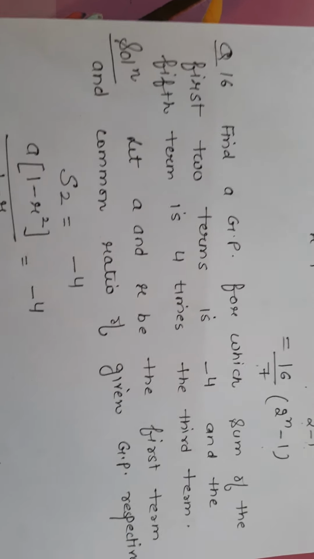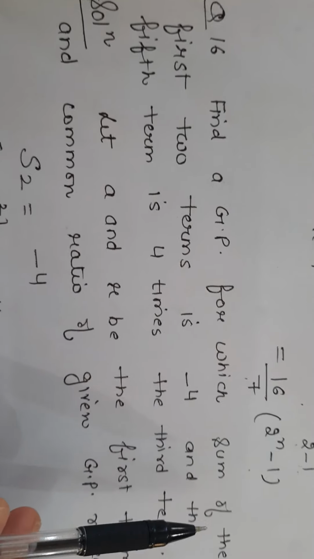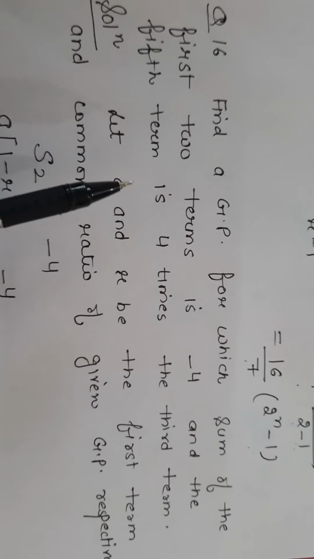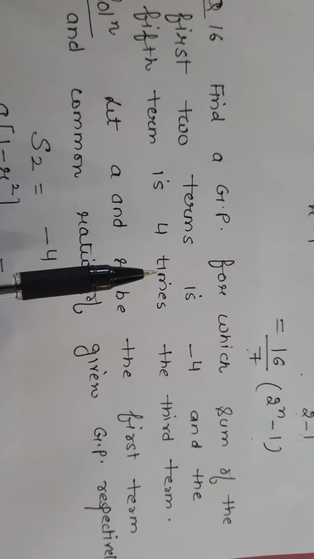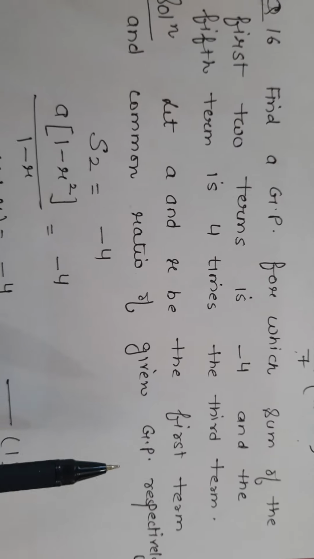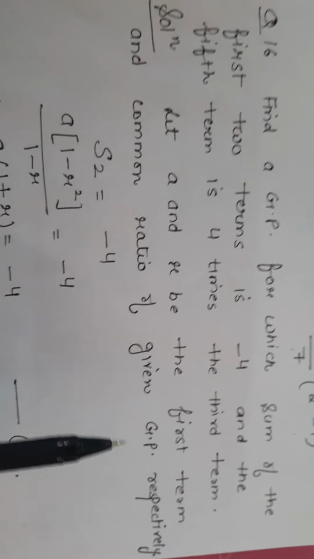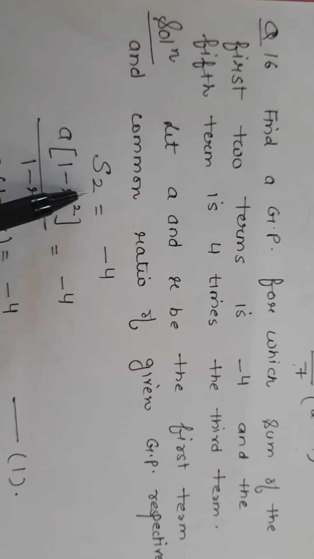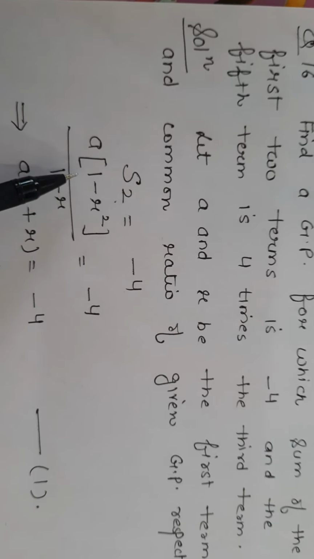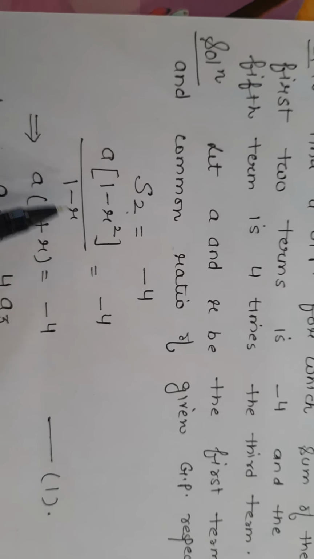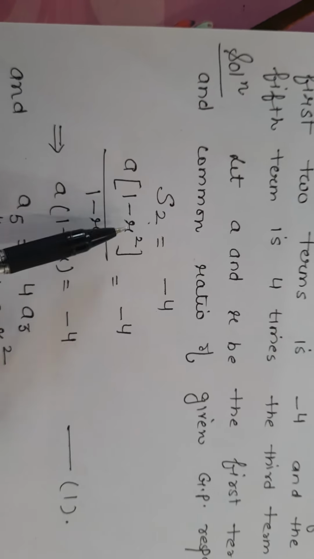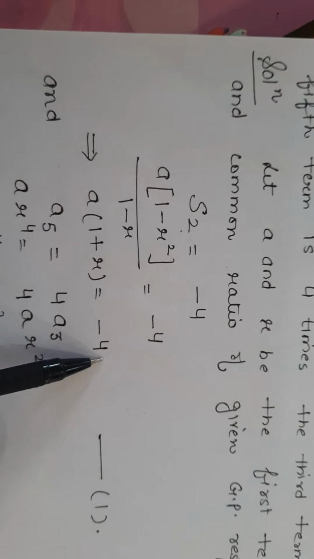Question number 16. Find a GP for which the sum of first two terms is minus 4 and the fifth term of GP is 4 times the third term. Now first we suppose that let A and R be the first term and common ratio of given GP respectively, right? They are given that the sum of first two terms, that means S2 is minus 4. Apply the formula. This is A into 1 minus R square upon 1 minus R is minus 4. It can be factorized as 1 minus R into 1 plus R. 1 minus R is cancelled, so you are going to have this result.